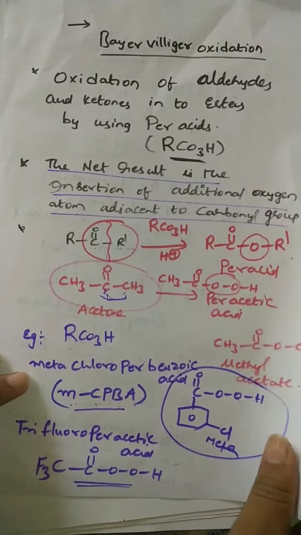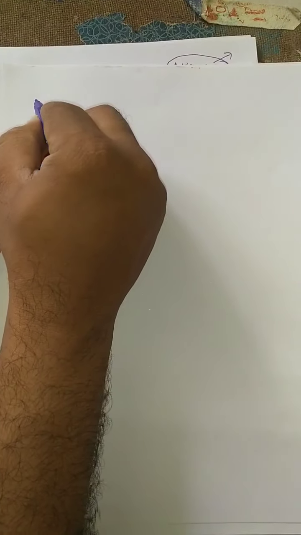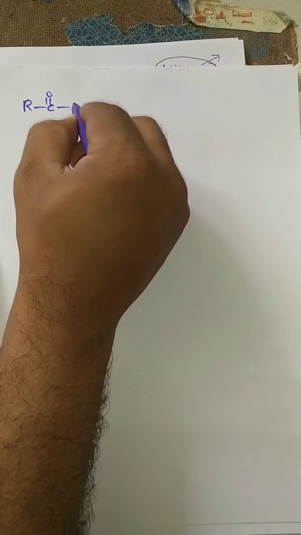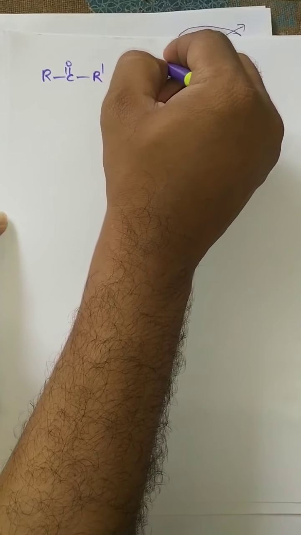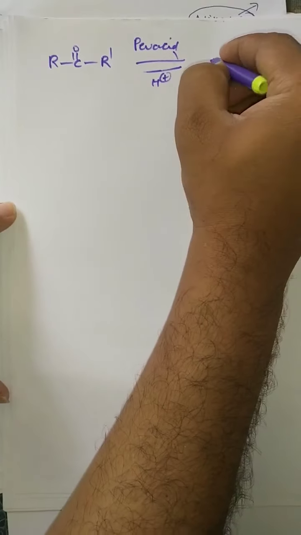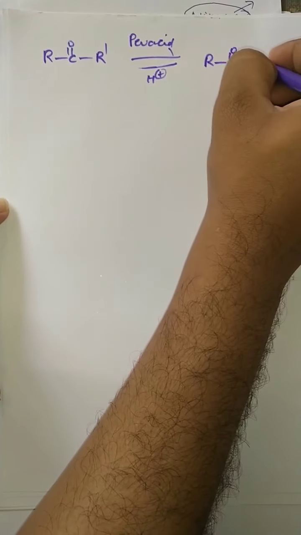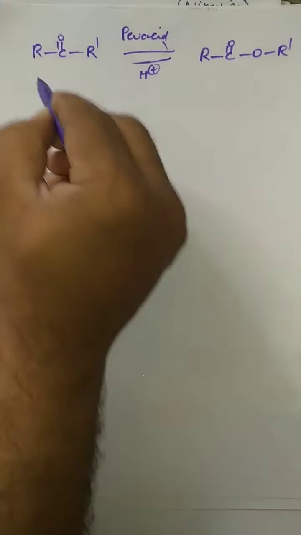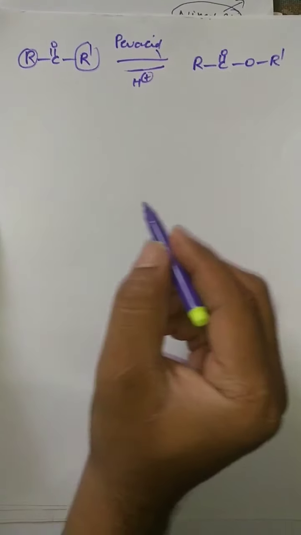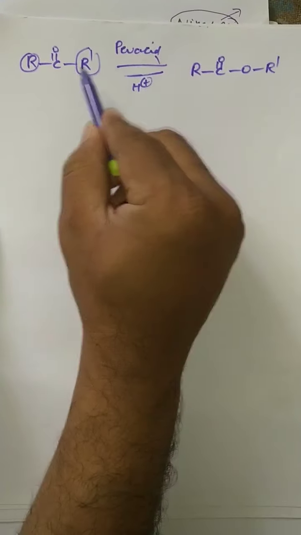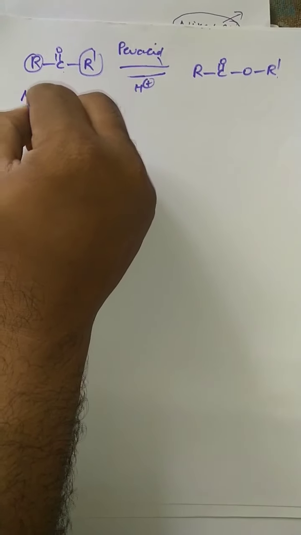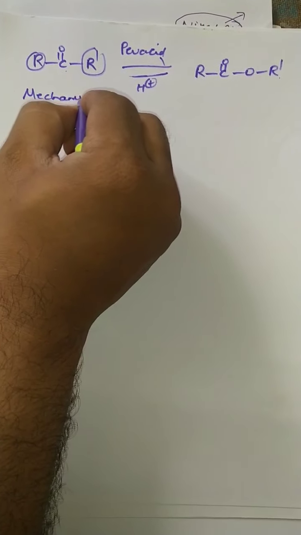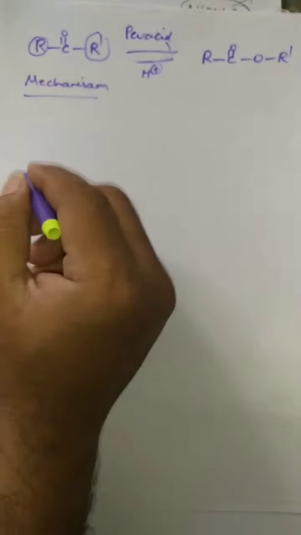Okay, now we will write one mechanism. Suppose you take an unsymmetrical ketone, for example R C double bond O R dash, in the presence of any peracid in acidic medium. Finally you get RCOOR dash, with two different alkyl groups. This is an unsymmetrical ketone. Here oxygen has been inserted between the carbonyl carbon and the R dash group. Now what is the mechanism for this? The mechanism is useful for IIT students. For NEET students, we can remember the direct equation.